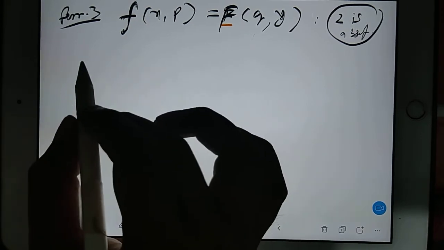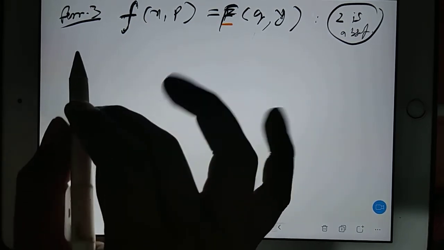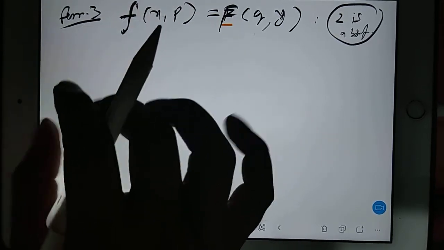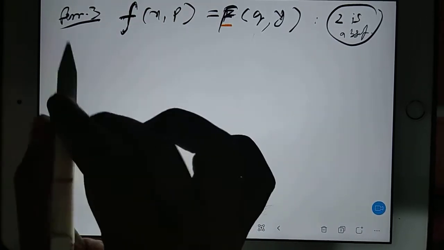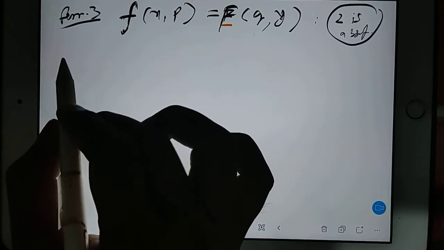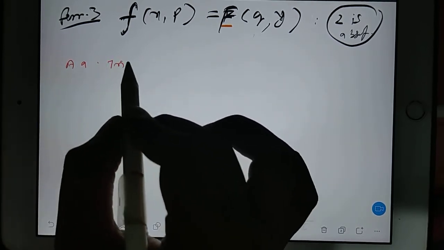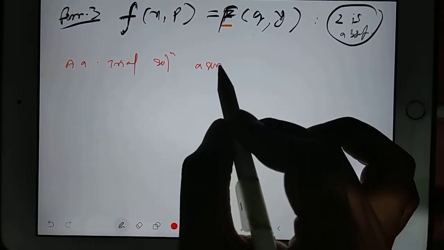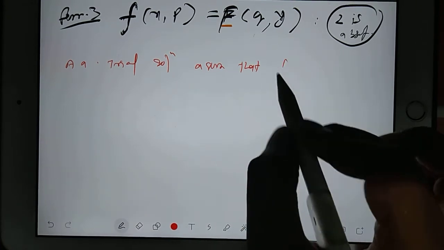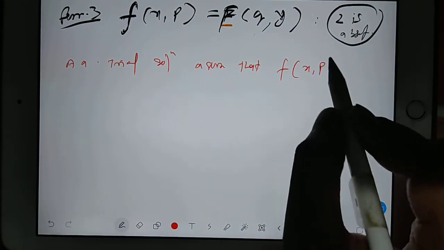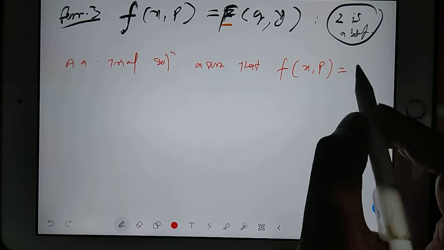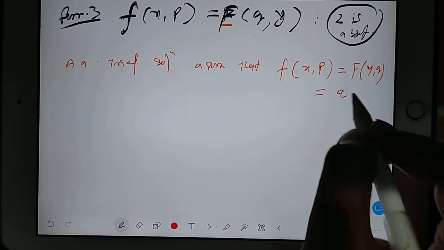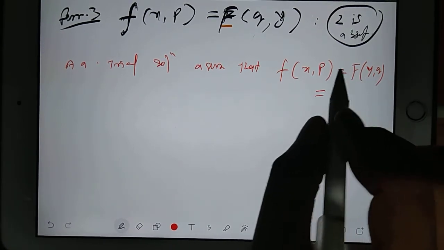So see here, you have a procedure for this. The final answer will come from the procedure, because if you know the procedure, then you can apply it to many equations. Take down the procedure. As a trial solution, assume that f of x and p, which is equal to capital F of y and q, equals any constant a.